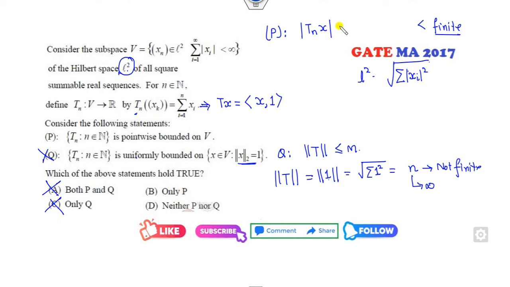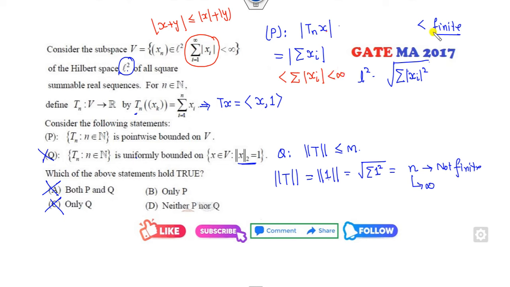Now look at the pointwise. What is the modulus of Tn x? If I take the modulus, it is the summation of xi, and we all know that the modulus of x plus y is less than or equal to mod x plus mod y. So I can write this as the summation of this, and this value I already gave as finite. So this number is finite. So P is the correct statement. So only P is the right answer to this problem. How many seconds do you need? Just remember the definitions and the concept.